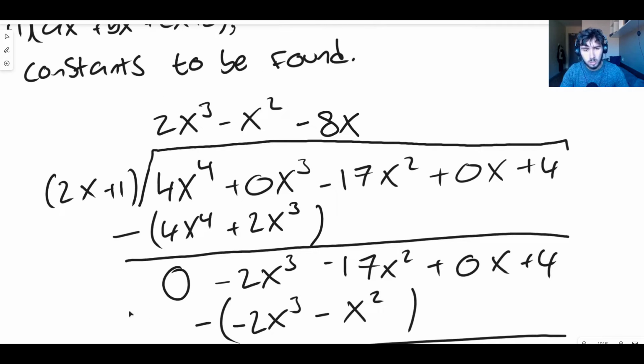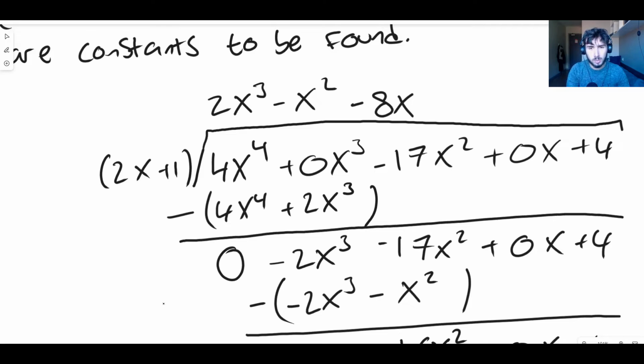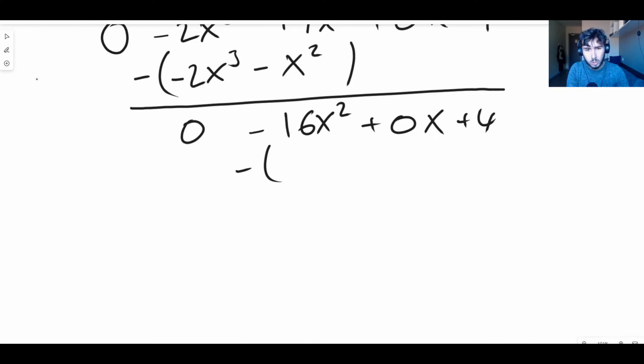Just like that. Okay, good. So then we do our minus sign here, and we times that minus 8x by this whole bracket. So minus 8x times 2x. Minus 8x and 2x, that's minus 16x squared.